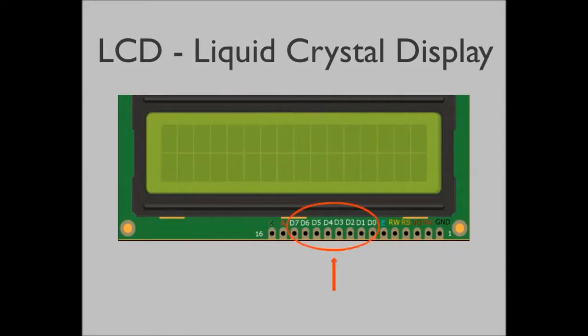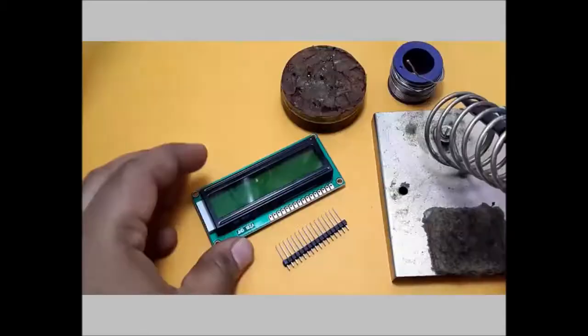These are data pins. The data and commands are sent to the LCD through these pins. These are LCD backlight pins. These are used to power the LCD, control the display contrast, turn on or off the LCD backlight, etc. Pin 15 is the anode of the backlight LCD. Pin 16 is the cathode of the backlight LCD. So far, we have seen the pin details of the LCD. Let us switch to the soldering station to see how we can do the soldering.